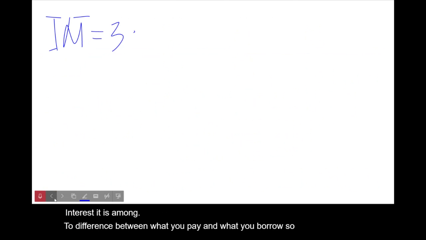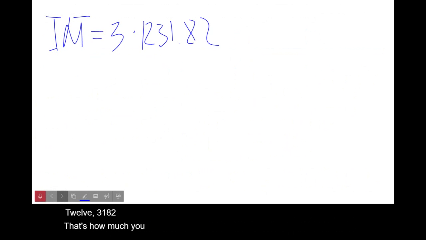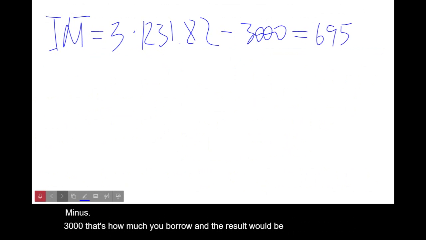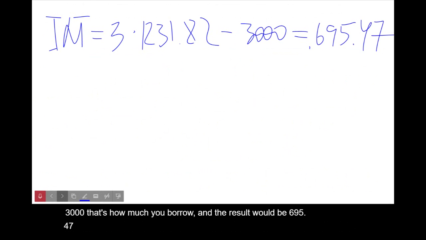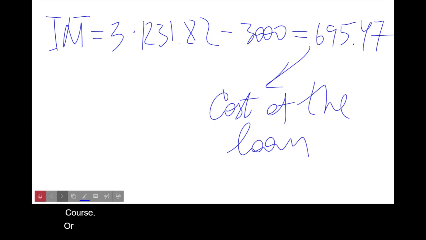So 3 times 1231.82, that's how much you pay, minus 3,000, that's how much you borrow. And the result would be 695.47. This is the cost of the loan, or interest. Understood?